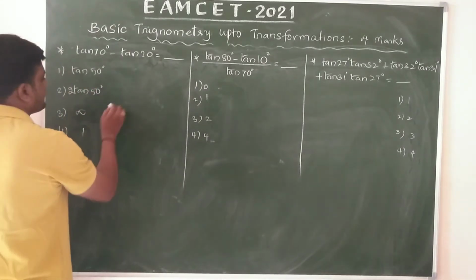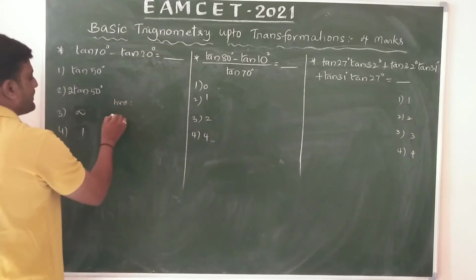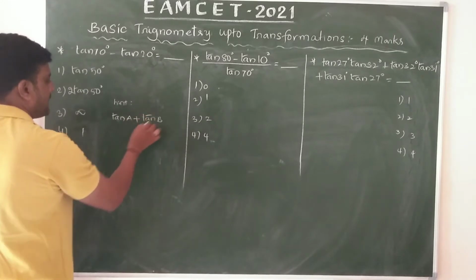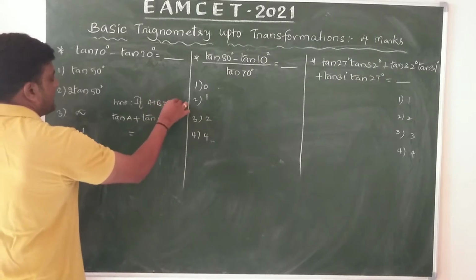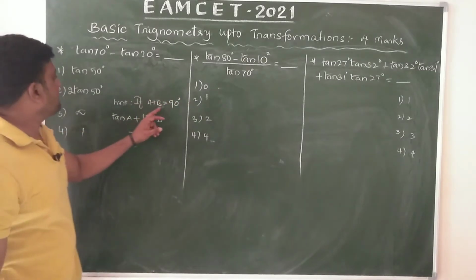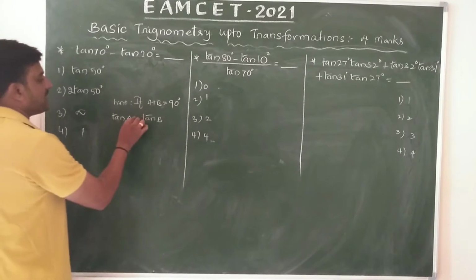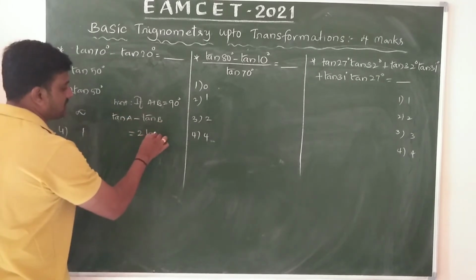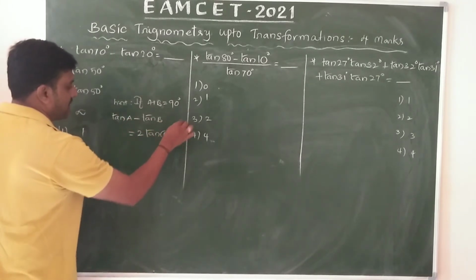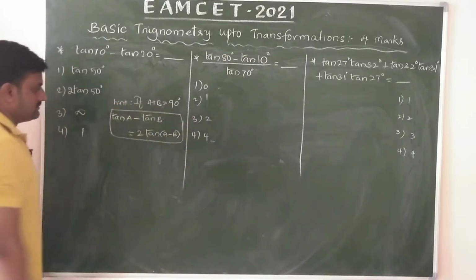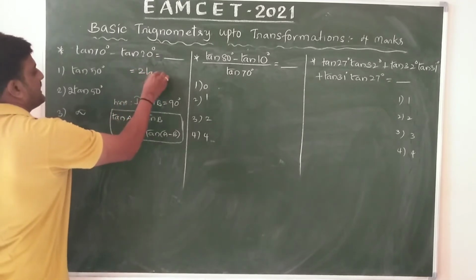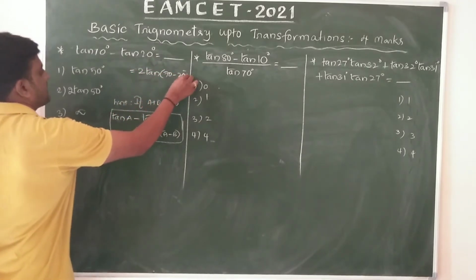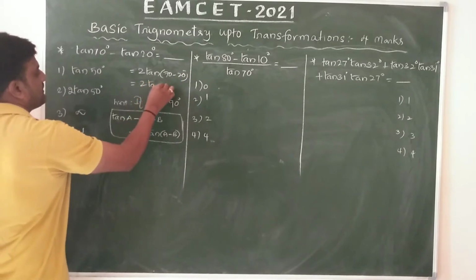Here one strategy can apply. Hint is: if A plus B equals to 90, then tan A minus tan B equals to 2 tan (A minus B). Then equals to 2 tan (70 minus 20). Okay, then 2 tan 50.